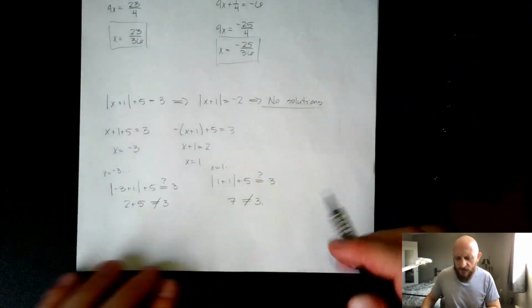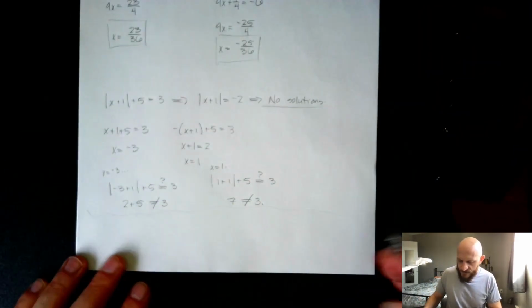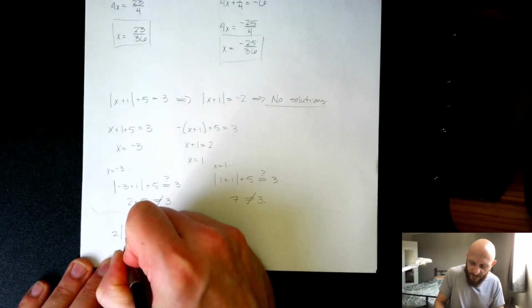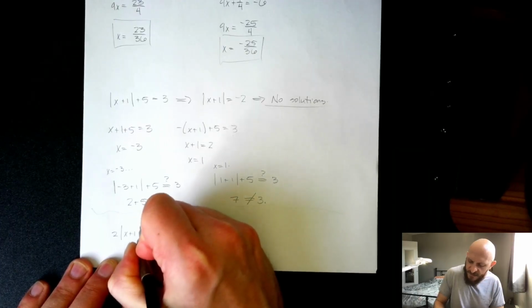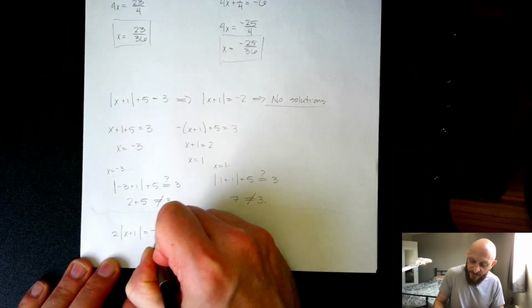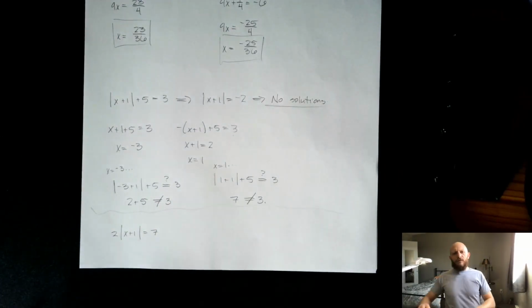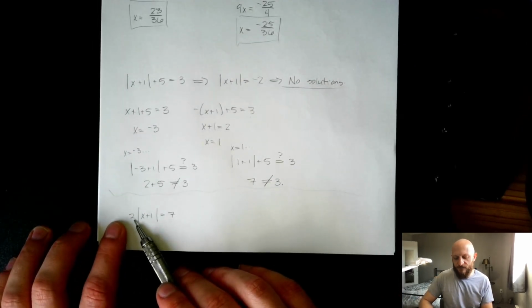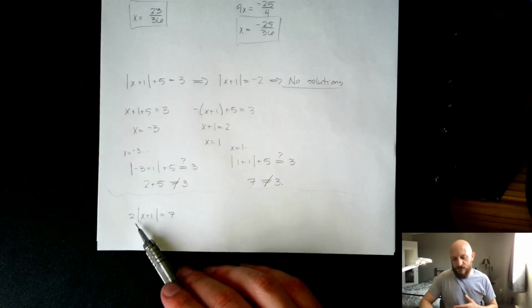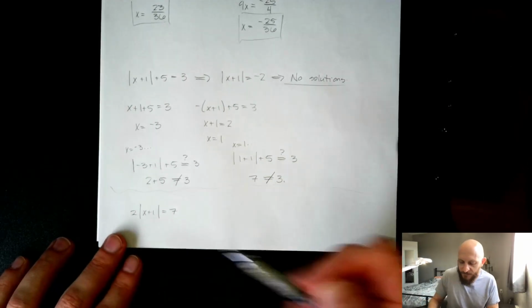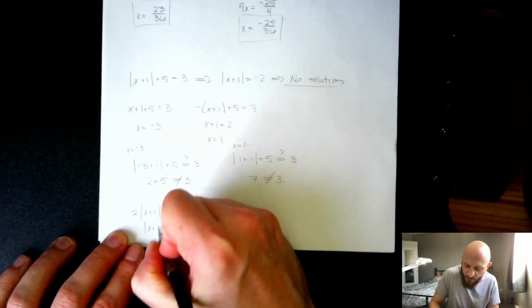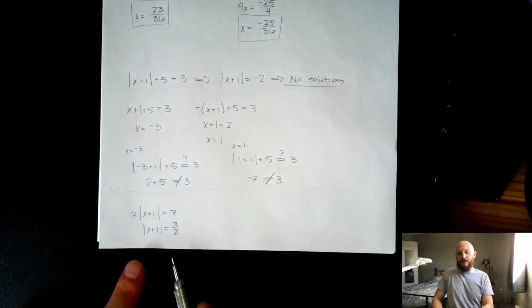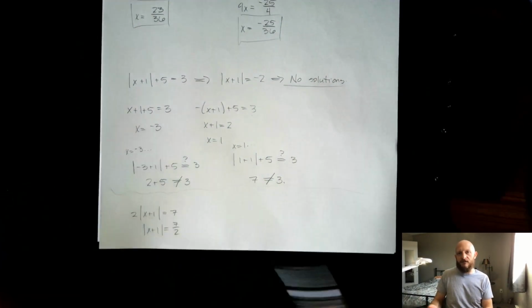Just really quick, because I can see this question coming up for some people. What if we had something like 2 times the absolute value of x plus 1 equals 7? I'm just going to keep it simple. I'm not actually going to solve this out. What if there's some number being multiplied by the absolute value? Same thing. Just isolate the absolute value, divide by 2. So this becomes the absolute value of x plus 1 equals 7 halves. And then just go through and solve this like normal.